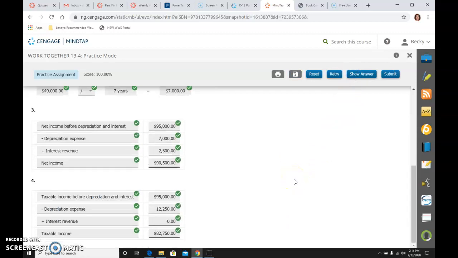So you can see when we check our answer that we're good to go. For book purposes, I would record net income of $90,500. For tax, I'd only record $82,750, which means I would be paying less tax than if I didn't get those benefits of tax-exempt interest and accelerated depreciation. That's it for this work together.